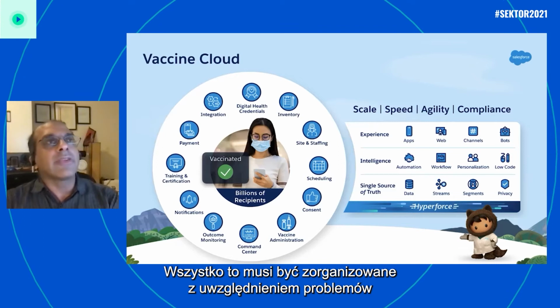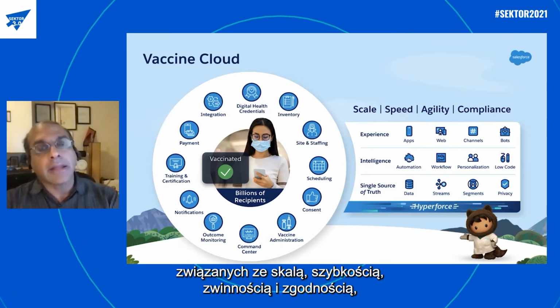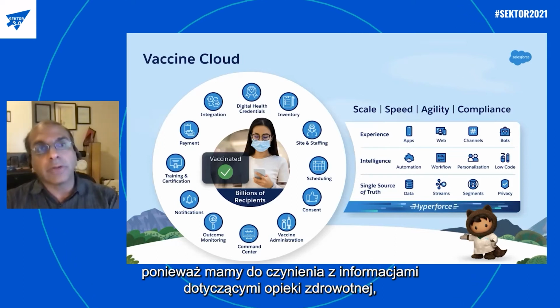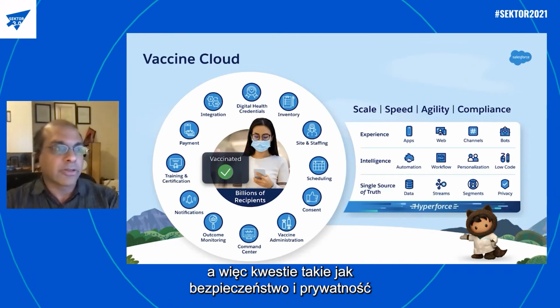And of course, all of this has to be built for scale, speed, agility, and compliance issues, because we're dealing with healthcare information. And so things like security and privacy are absolutely critical to this process.